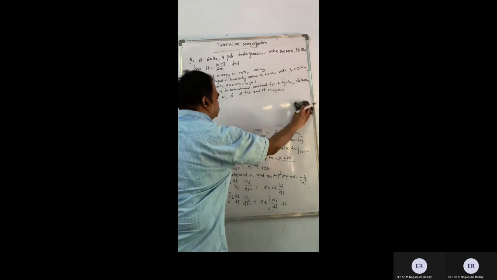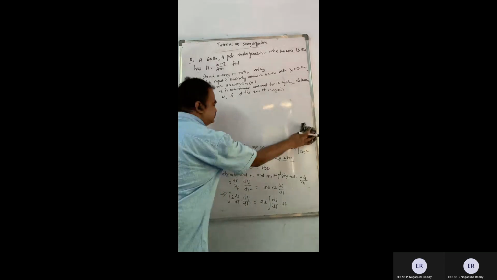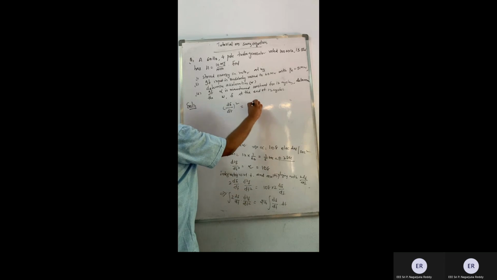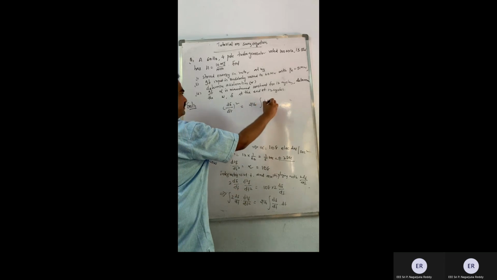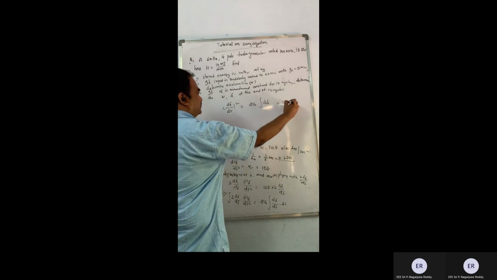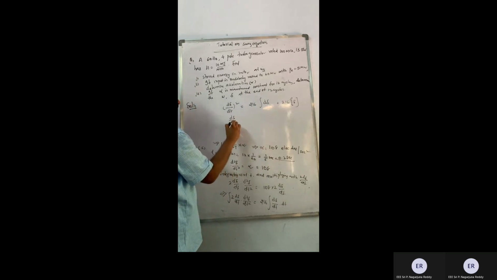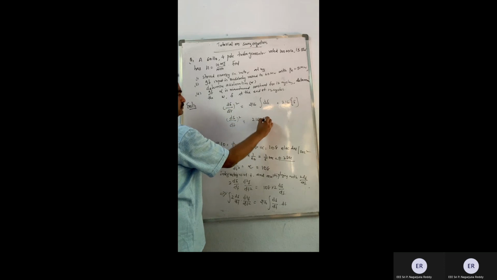So let us see. This will become integral of d delta by dt whole square. Isn't it, guys? This one is 2 into 108 integral of d delta. So what will this be? It will be delta. So this is my, isn't it?